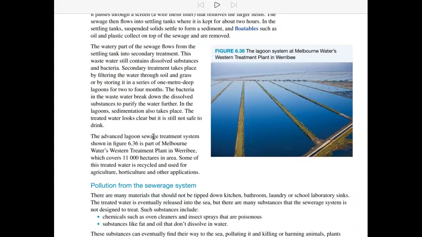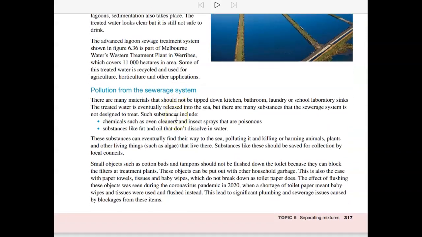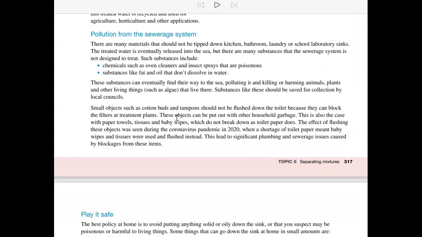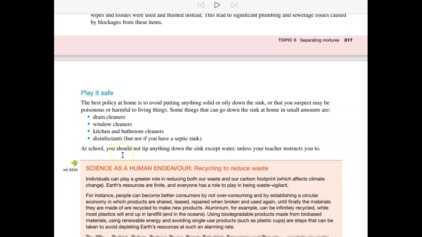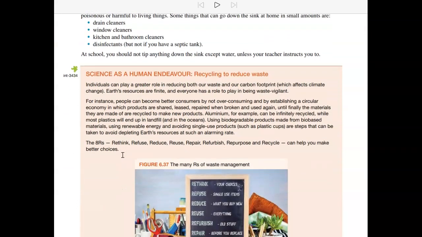So we've looked at the separation process and the pollution from the sewerage system. And then it talks about the last thing, which is play it safe. The best policy at home is to avoid putting anything solid or oily down the sink that you may suspect may be poisonous or harmful. Some things that can go down the sink at home are drain cleaners, window cleaners, kitchen and bathroom cleaners, disinfectants, but not something which is very poisonous, okay?